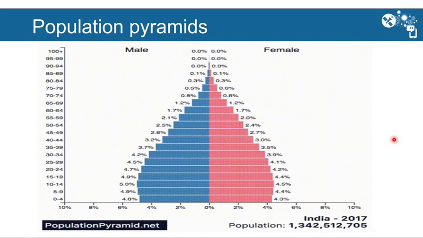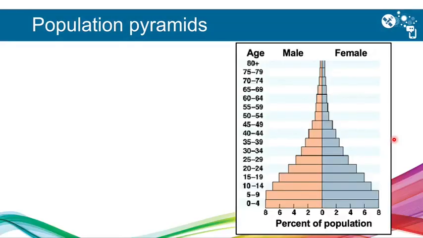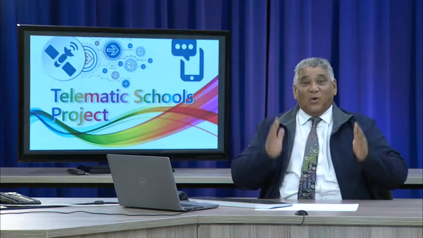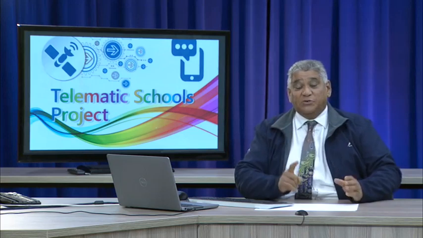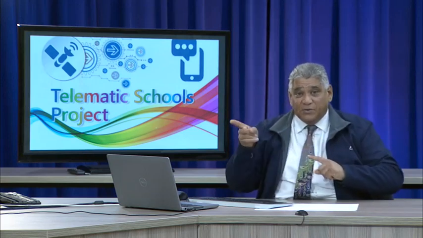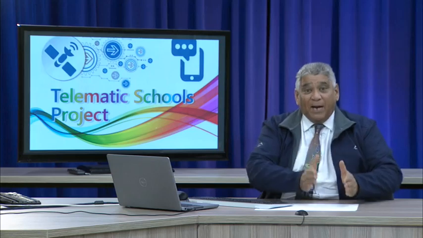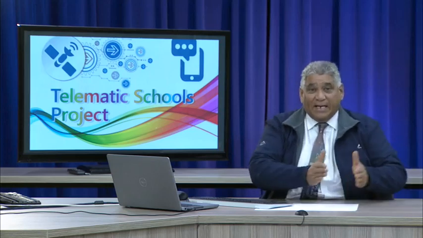So let's have a look at firstly, what is a population pyramid? Here we've got one. So what you must know is the following, grade 10s. A population pyramid shows the distribution of population according to age and gender. If you can remember when we had a look at what is population structure, it has to do with the age and the gender of a population. So here, when you do pyramids, you are actually applying structure graphically.